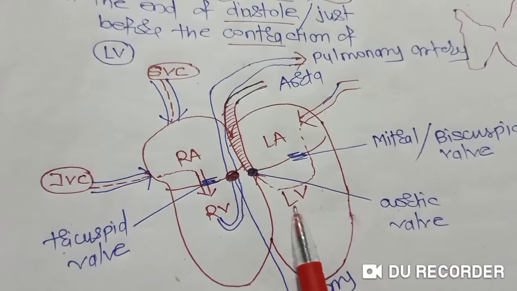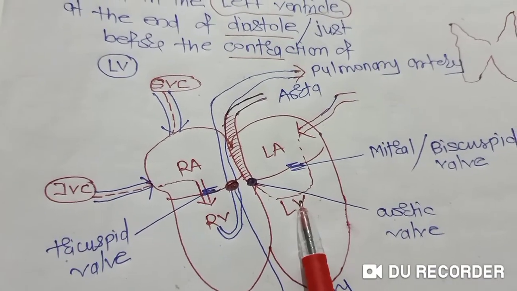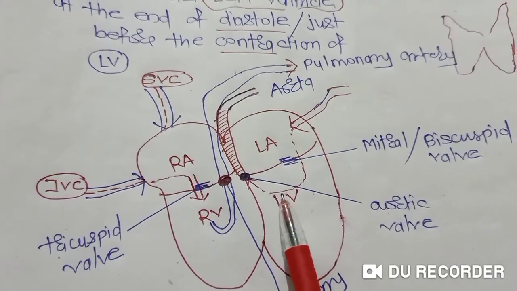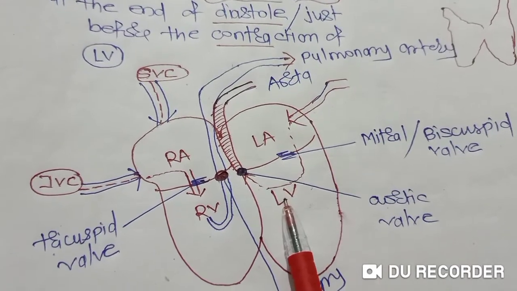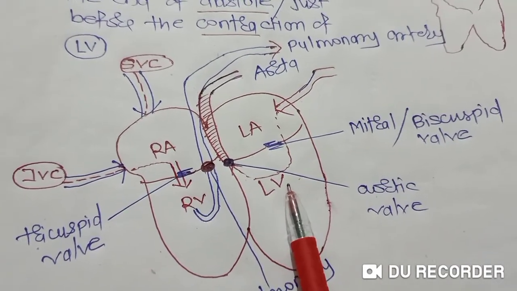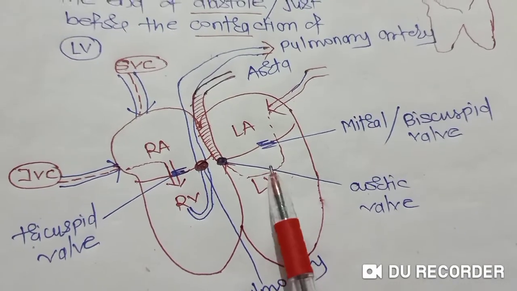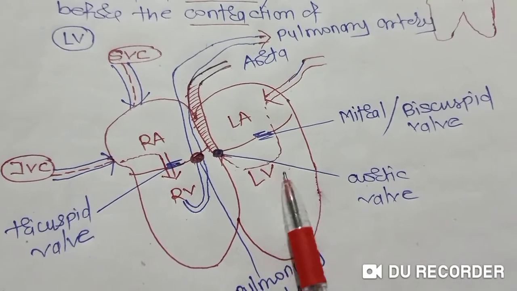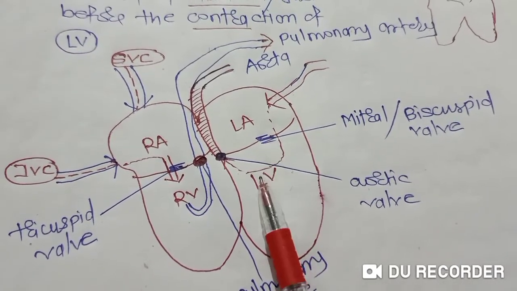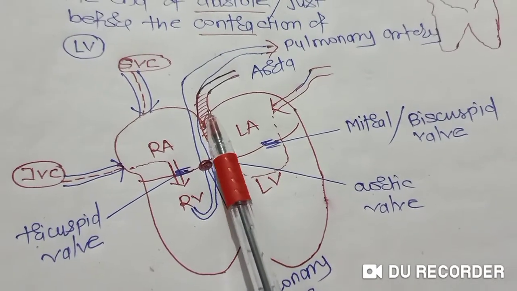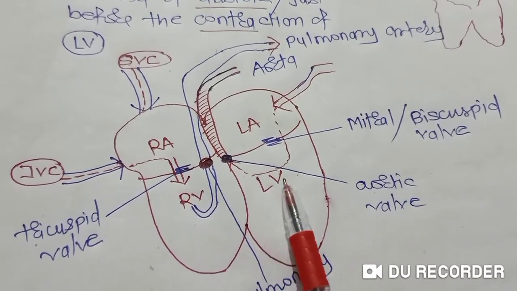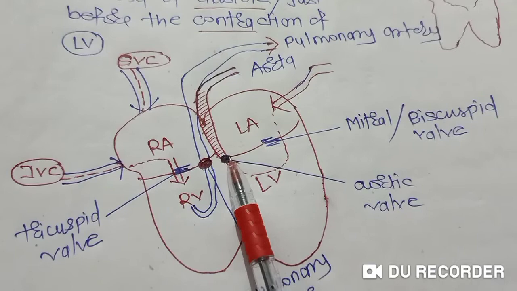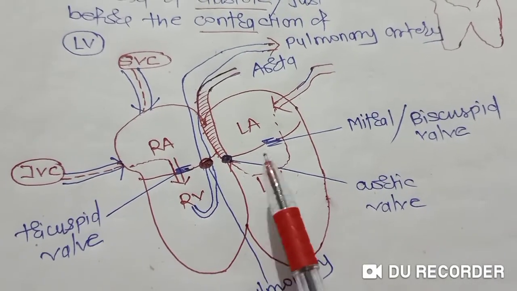And here the preload, the left ventricular end diastolic volume, means the volume or amount of blood present in the left ventricle at the end of diastole or just before the contraction. When the left ventricle contracts, the blood which is present in the left ventricle, where does it go? It goes to the aorta through the aortic valve.